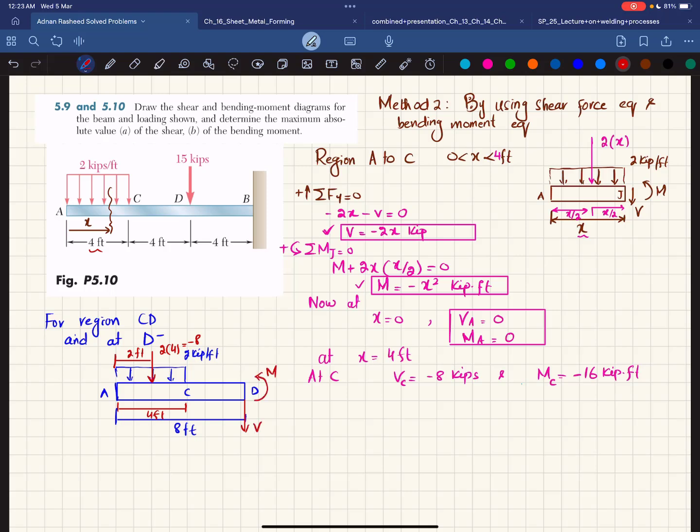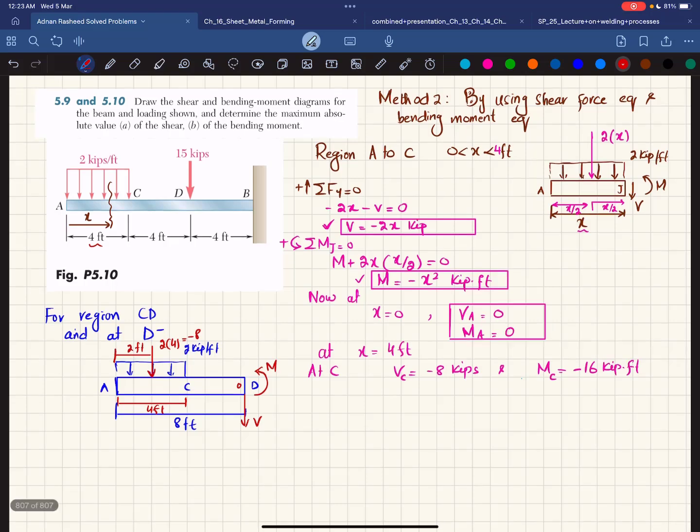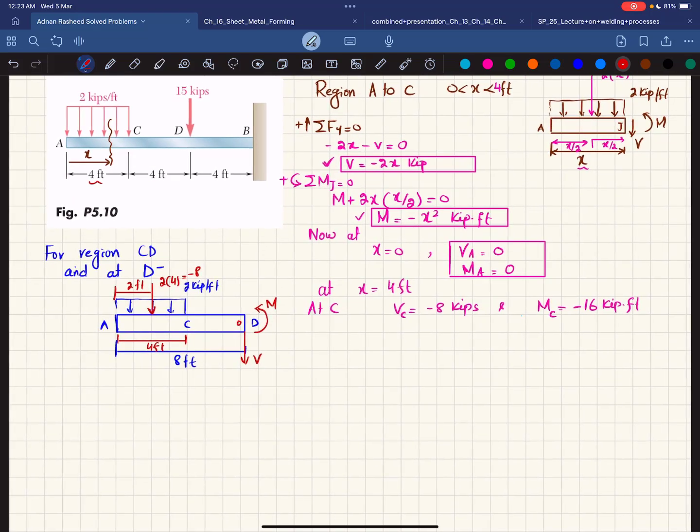And at this point is point O. So we will find this V and M by using equation of equilibrium. First equation of equilibrium is that sum of all forces along y direction must be equal to 0, and upward force is taken as positive. So minus 8, which is acting downward, minus V is equal to 0. So minus V minus 8 is equal to 0. So from here we will get V is equal to minus 8 kip.